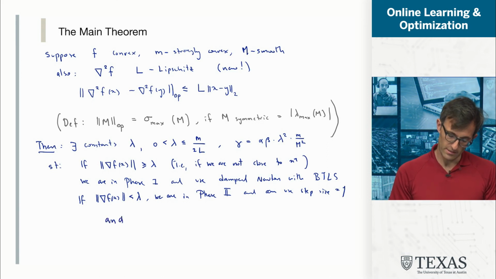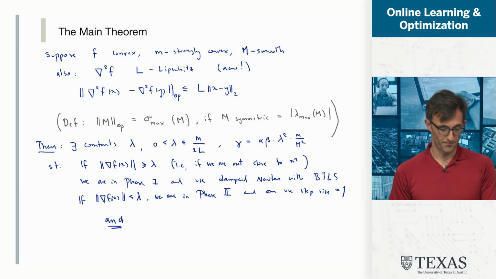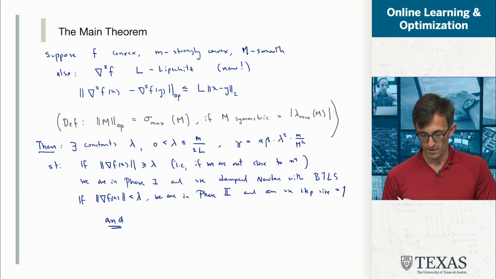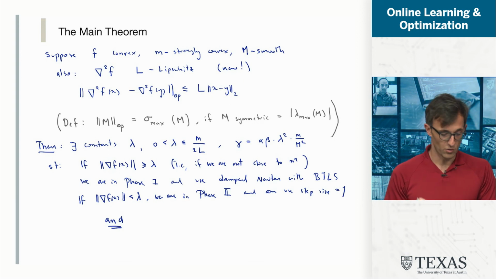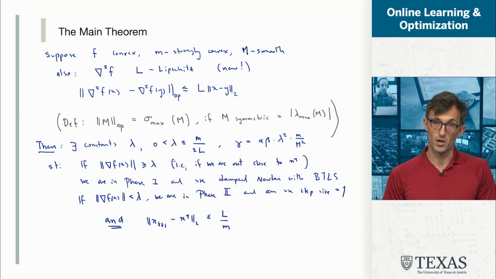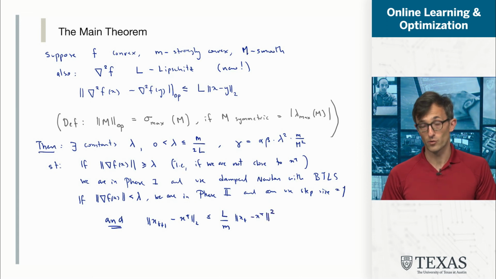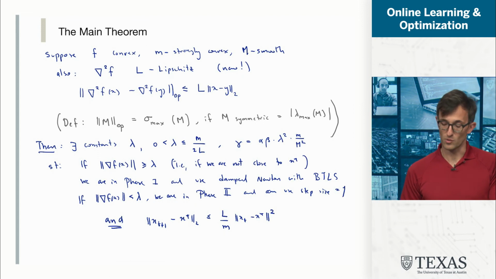And this is really the key promise of this theorem. Of everything to focus on, it is the fact that in phase 2, we have quadratic convergence that is as follows. At that point, the norm of x_{t+1} minus x star is less than or equal to the Lipschitz parameter of the Hessian divided by the strong convexity parameter times the norm of x_t minus x star squared. This square, as we're going to see in the next slide, is the key and is what gives us quadratic convergence.